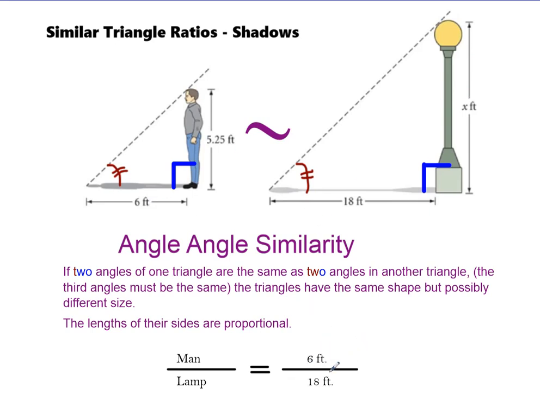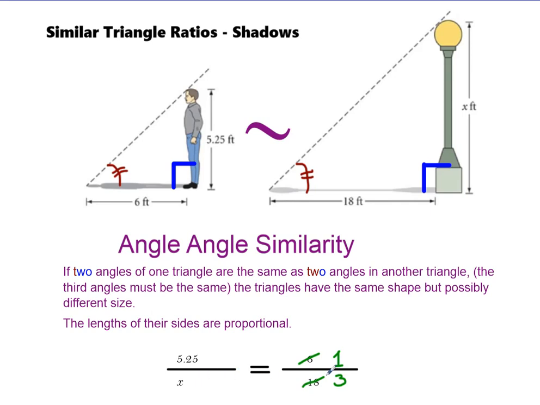I'm going to say first take out the shadows, and we have the man's shadow 6 feet. The lamp's shadow is 18 feet. And now let's replace the man and the lamp. The man is 5 1/4 feet, and the lamp is x feet. Okay, to solve this, let's first get rid of units. And whenever I'm solving a proportion, normally I just cross multiply, but it might be advantageous to reduce. 6/18, divide both of them by 6, and we get 1/3, which is convenient.